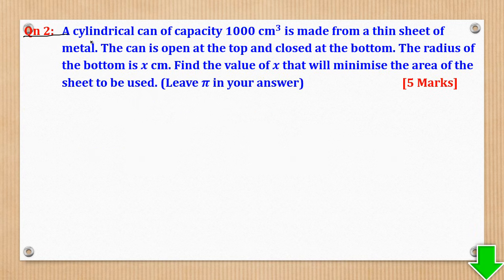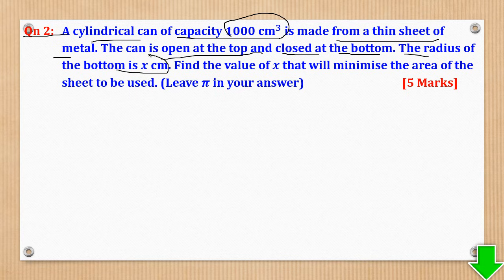So question 2 says, a cylindrical can of capacity 1,000 centimeters cubed is made from a thin sheet of metal. The metal is open at the top and closed at the bottom. The radius of the bottom is x centimeters. Find the value of x that will minimize the area of the sheet to be used. Minimize the area.